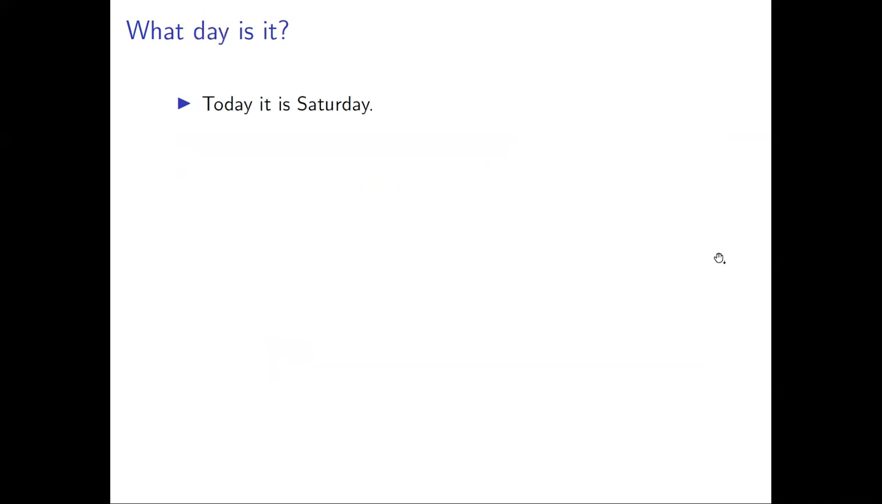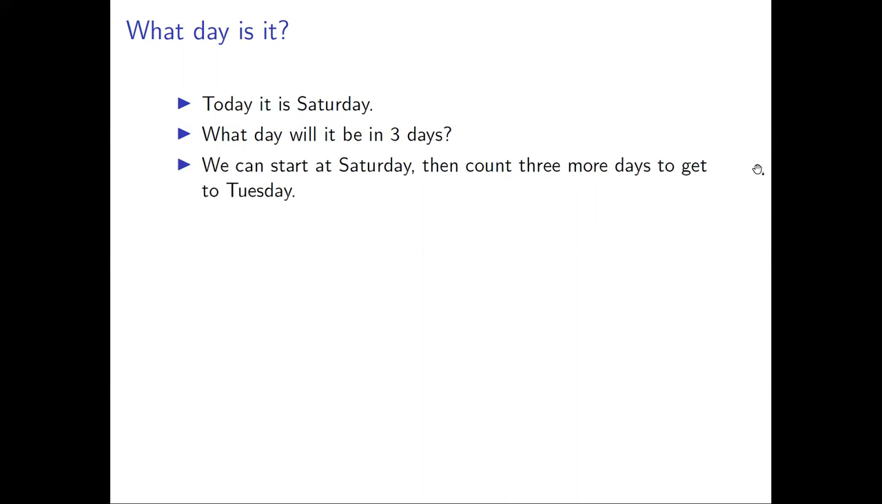Here's another example. Instead of the time of day, this one is about the day of the week. So today, it is Saturday, and a natural question I could ask is, what day will it be in 3 days? So we can count from there. We can say one day later, Sunday, and then another day is Monday, and then Tuesday. So the answer is Tuesday.